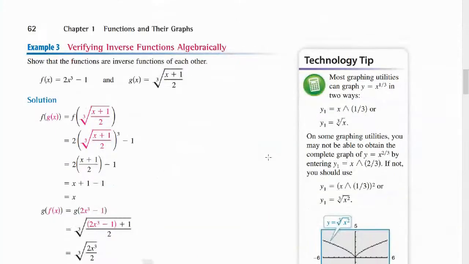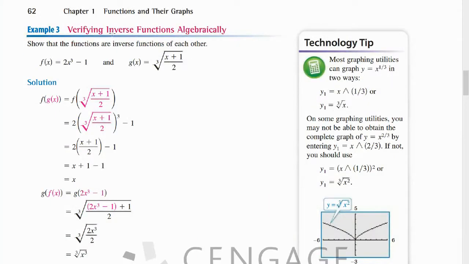Example 3. Verify inverses algebraically. Okay, so how do I do that? Well, let's look at these first of all, and you'll notice right off the bat this is a little bit more complicated. So a quick question. Notice the three operations happening here. You've got multiplication by 2. You've got raising to the third power. And then you've got subtraction.